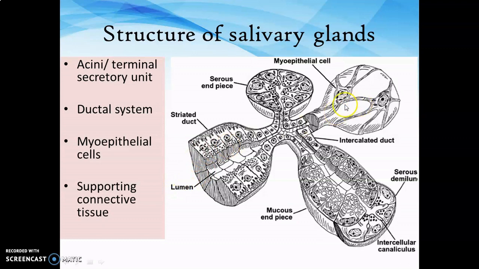And there is another specialized epithelial cell known as myoepithelial cell seen associated with the acini as well as the terminal secretory duct. And all the structures, the epithelial component of the salivary gland, are supported by surrounding connective tissue.